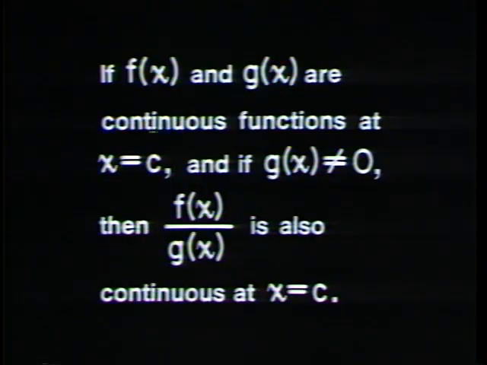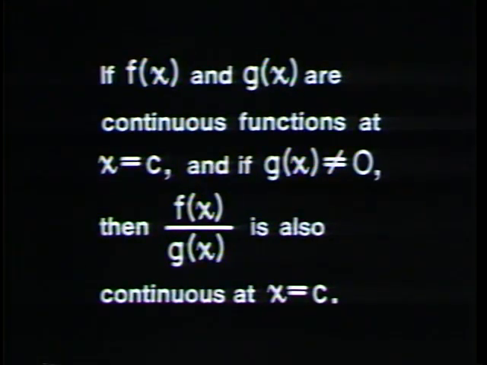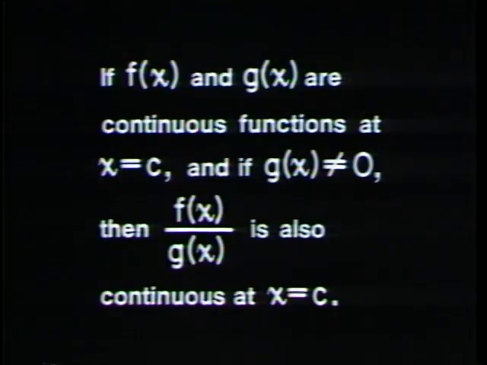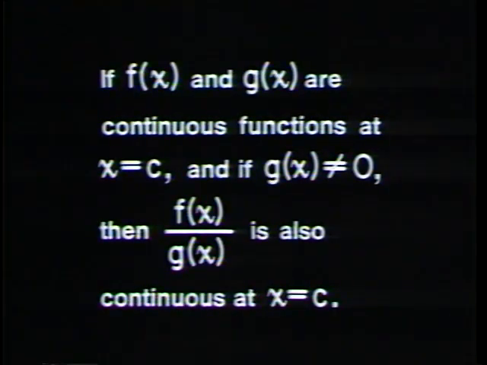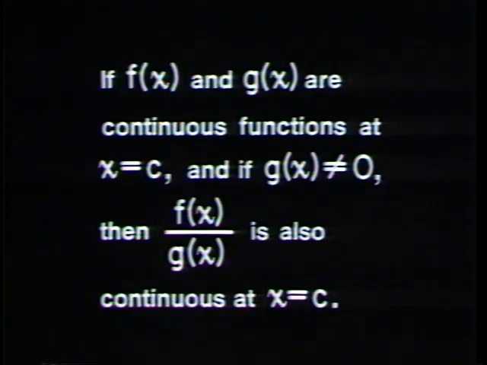Likewise, if f at x and g at x are continuous functions at x equals c, and if g at x is not equal to 0 for all x's in some neighborhood of c, then the quotient, f at x divided by g at x, is also continuous at x equal to c. Therefore, sums, differences, products, and quotients of continuous functions are also continuous on their respective domains. The proofs follow directly from the corresponding theorems about limits.